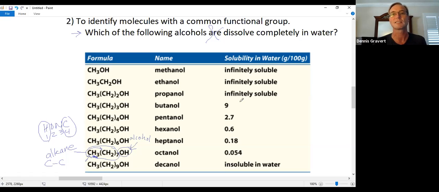And hey, looking at the table, the top 3 are completely soluble in water. So methanol, ethanol, and propanol are alcohols that can dissolve in water. Okay, that fact is not something I want you to memorize. We'll get into that later, how you can predict that pattern, which ones of these alcohols are soluble in water and which ones are not. Today, we're just introducing functional groups.